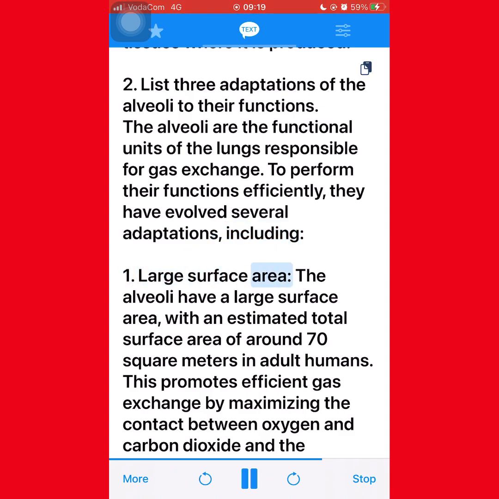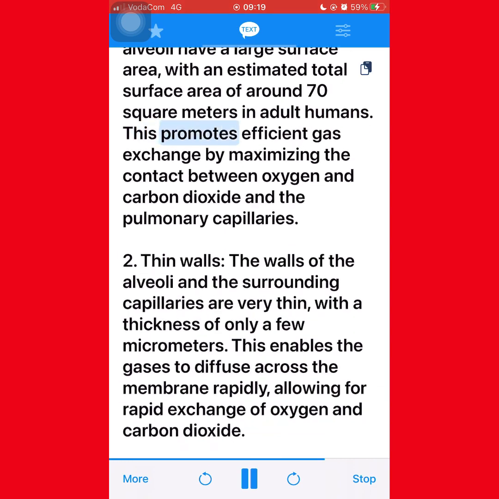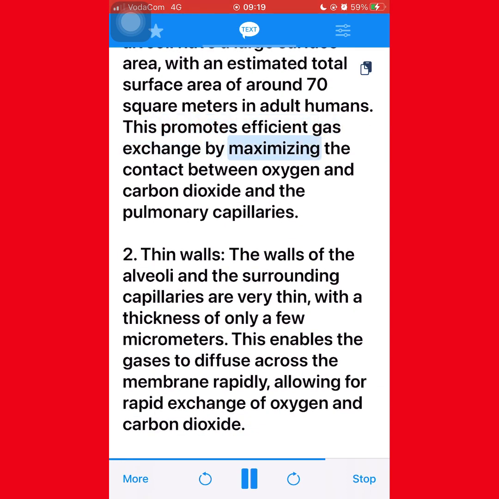Large surface area. The alveoli have a large surface area, with an estimated total surface area of around 70 square meters in adult humans. This promotes efficient gas exchange by maximizing the contact between oxygen and carbon dioxide and the pulmonary capillaries.